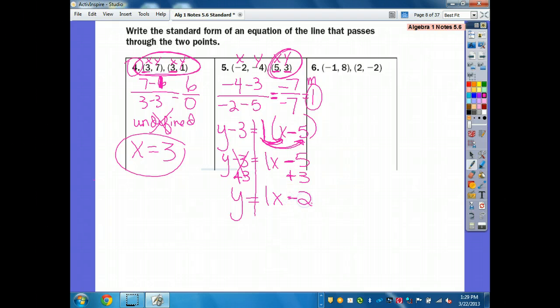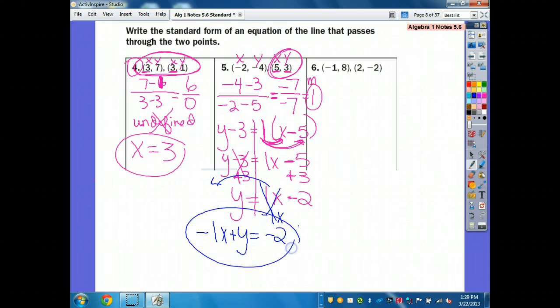Now that's where we would have stopped on our worksheet yesterday, right? Now here, for today, one more step. What do I need to move? Minus 1x. Yes, minus the 1x. We got to get that over here. So now I got a minus 1x plus y equals what? -2. Done, right? No.